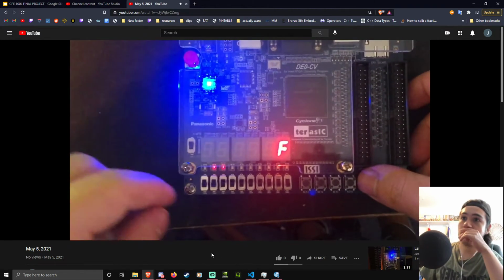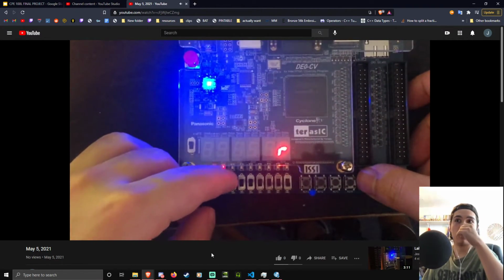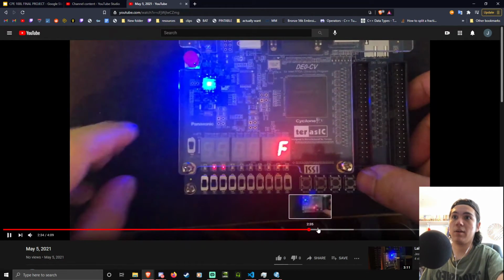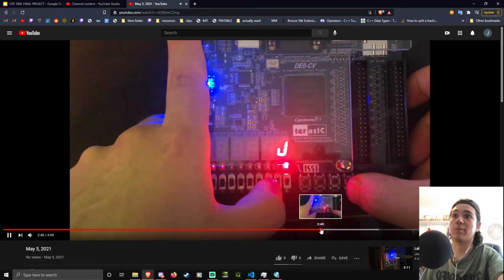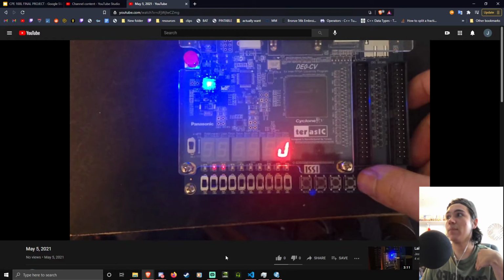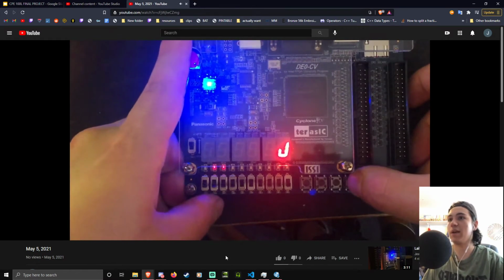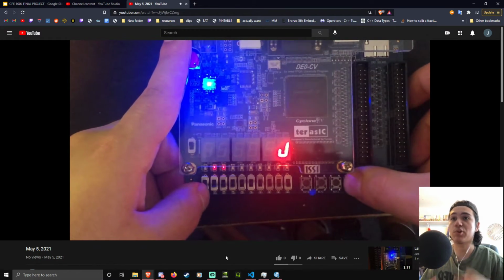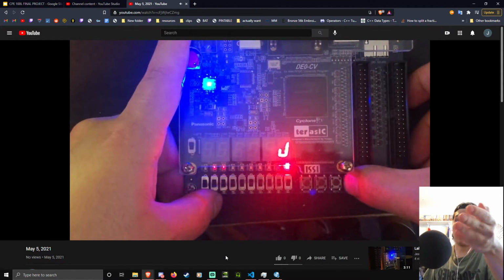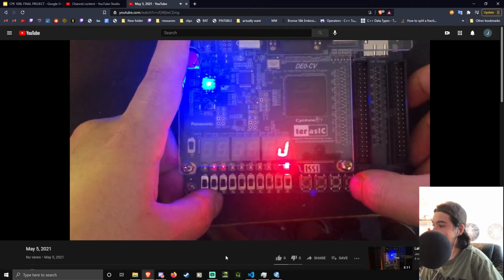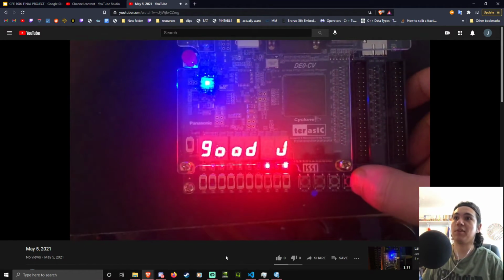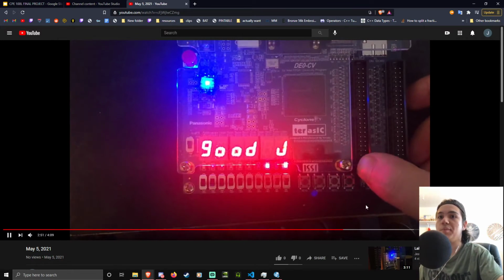I'm going to try F on the game mode. F is shown on the screen. Now I have to enter the Morse code sequence for F. Actually, I'm going to try J. So now I have to enter the Morse code sequence for J. And then once I do that, as I show here, J is dot dash dash dash. That's what I just entered, and then good is shown on the board.